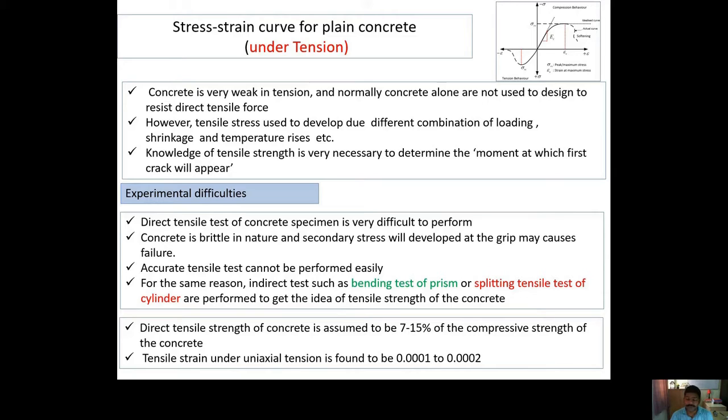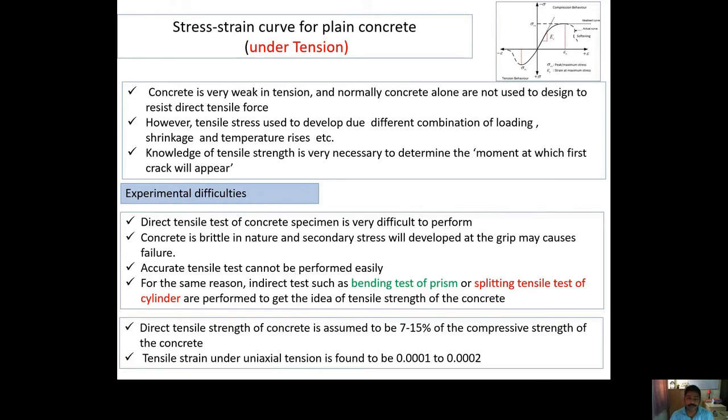So for this course we should know what the behavior of concrete under tension is. But the problem is that you cannot have direct tension, because concrete is very brittle in nature. If you try to hold it on both sides and pull it, there will be secondary stress near your grip, and the concrete will fail at the grip only. So it is very difficult to perform a direct tensile test.